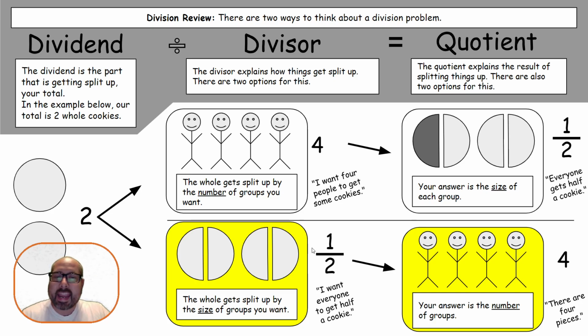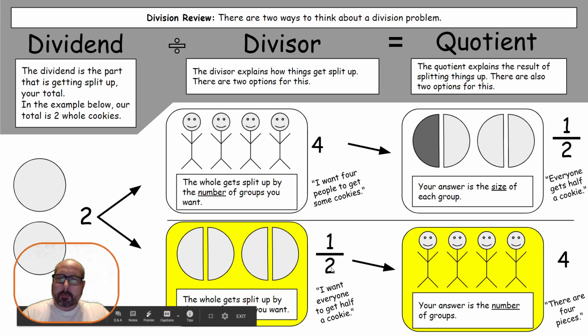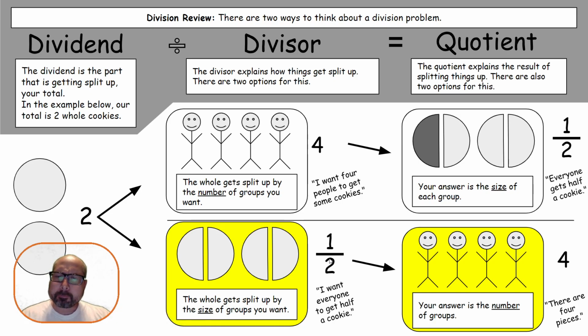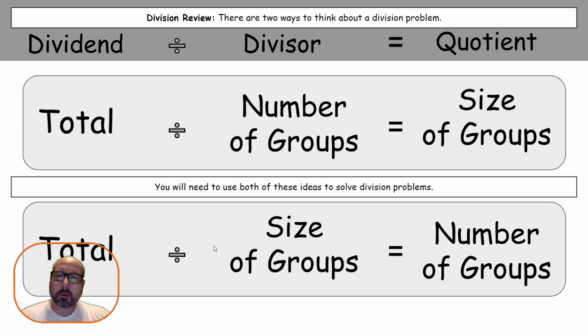It's easier to think of a half-size piece rather than a half-size group, which kind of doesn't make sense. So imagine taking things and chopping into 1/2 size pieces. You can picture that. So put into words, we're going to again use this bottom one here. We're going to take our total and divide it by the size of groups we want, whatever that fraction is. And our answer is going to be the number of groups we end up with.